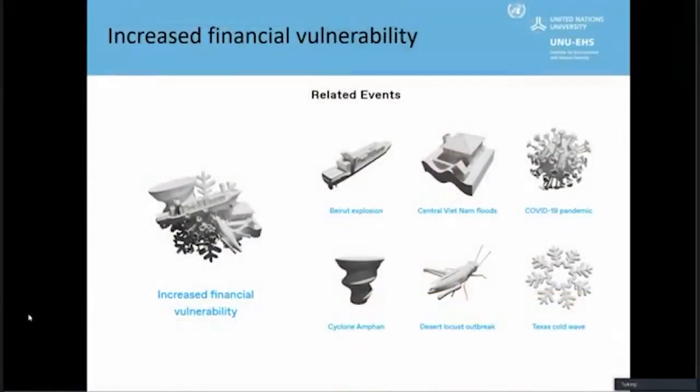If you talk about financial vulnerability, this is especially true for the Global South, because they are already vulnerable. Once disaster hits them, this will increase their financial vulnerability. For instance, 67% of the people who live in central Vietnam, who experienced the flood event, lost their income. And they also could not migrate to other areas to look for alternative income because of the COVID travel restrictions. In the case of Cyclone Amphan, most of the people live on agriculture or aquaculture, and these people didn't have the market to sell their products because the markets were closed down. So all of this increased their financial vulnerability.